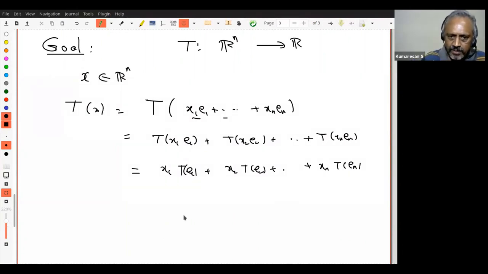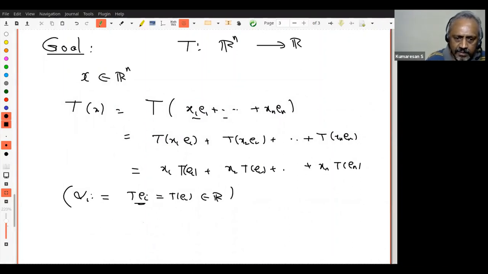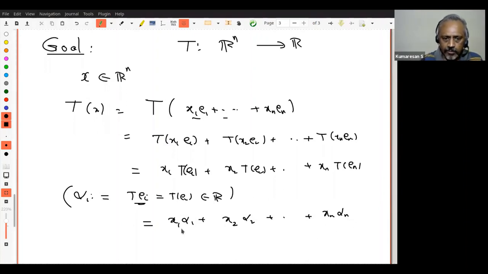Is it okay? Now let me call alpha i to be T of ei. Sometimes most often I write only this way. Alpha i is a real number. Do you understand this? Because T is a map from Rn to R, ei is a vector in Rn, therefore T of ei must be a real number. You follow that? Therefore, this is nothing other than x1 alpha 1 plus x2 alpha 2 plus dot dot dot plus xn alpha n, where alpha i is T of ei.